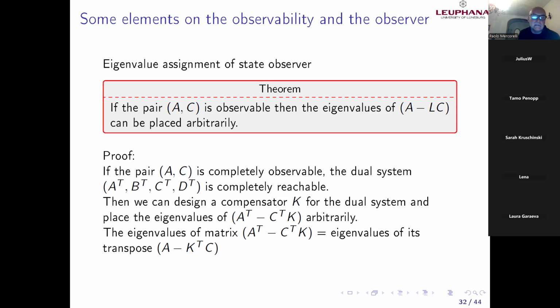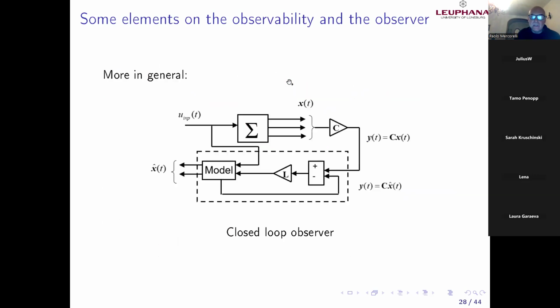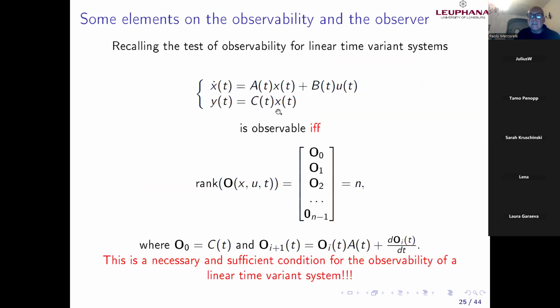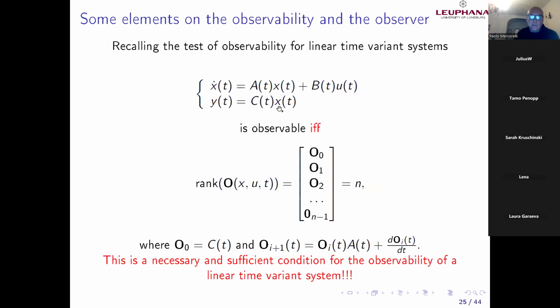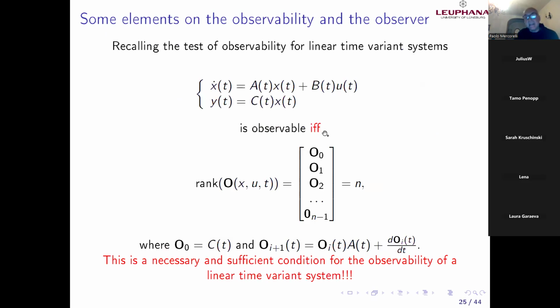we have the pair A, C. This means the system, in the context of observability, characterized by matrix A and matrix C. Do you remember the test, which I included exactly here? Now, for linear time invariant, and then for linear time variant.